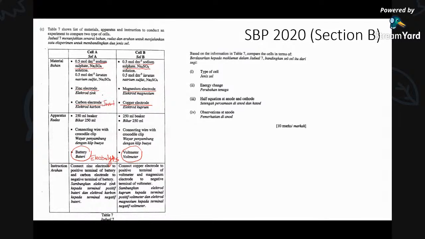This is the active electron. Okay, so reactive electron. So this electron is going to take part in the chemical reaction. That's it. Okay, and then voltmeter means this is a chemical cell. Okay, so instruction, connect zinc electrode to positive terminal. Okay, so I'll draw for you so that it will be clear.